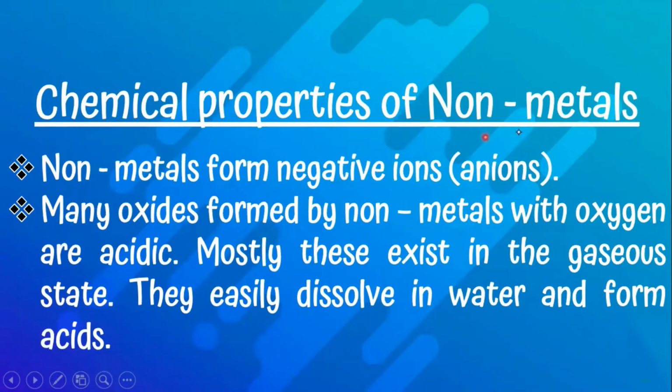Chemical properties of nonmetals. Nonmetals form negative ions, anions. Many oxides formed by nonmetals with oxygen are acidic. Mostly these exist in the gaseous state and they easily dissolve in water and form acids.